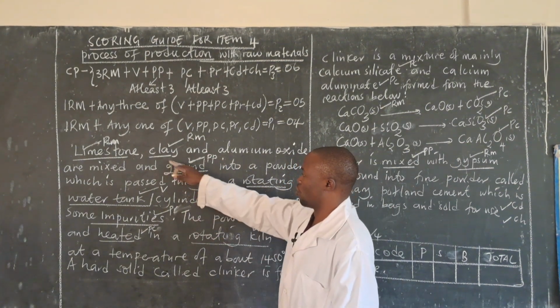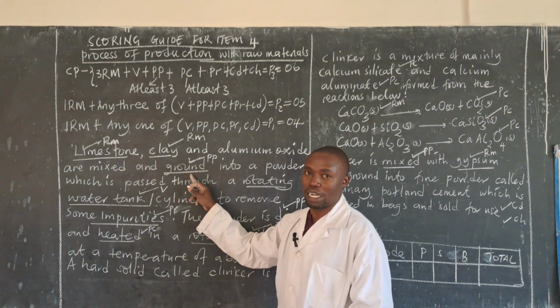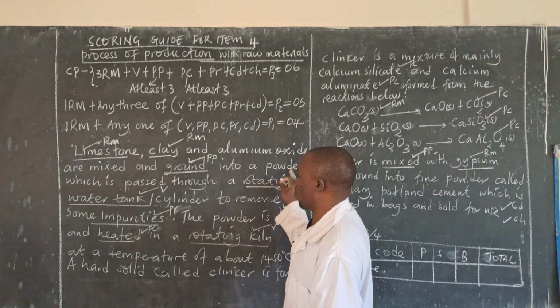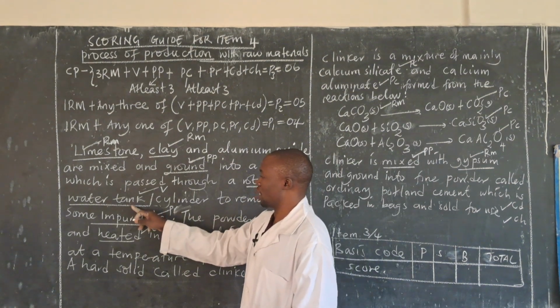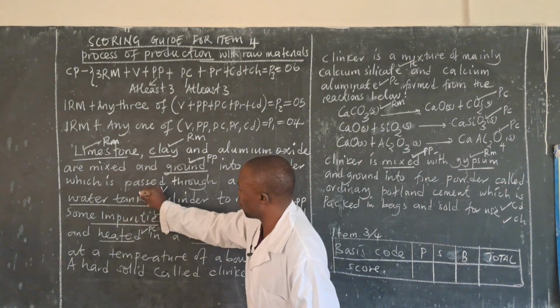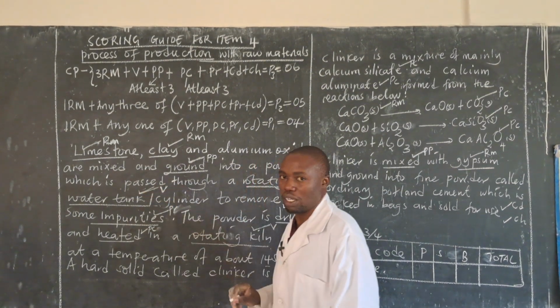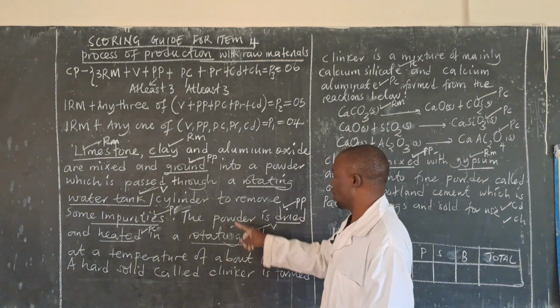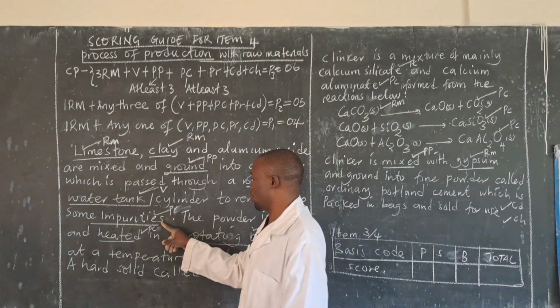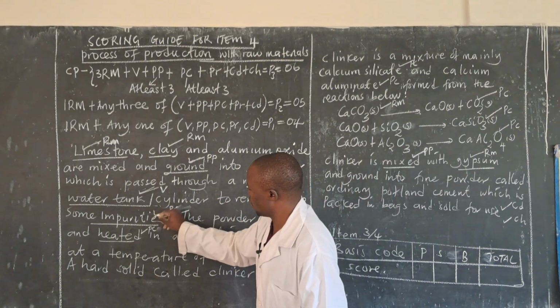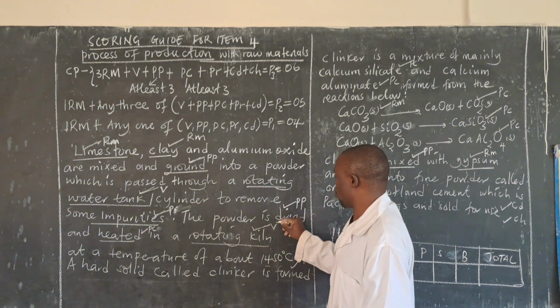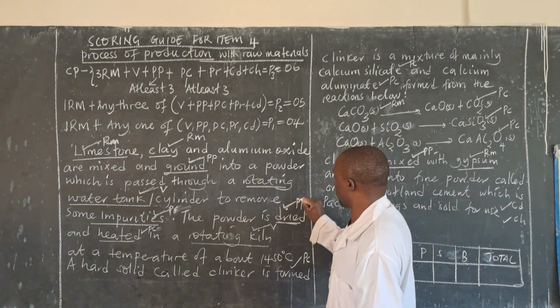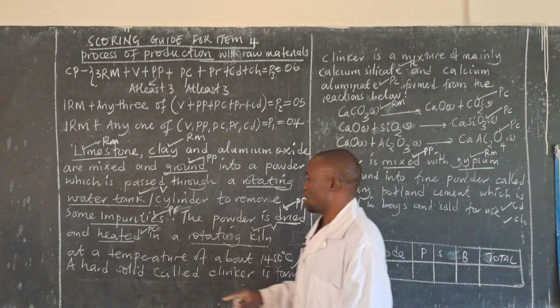Underlining is for emphasis, so you shouldn't underline the learner's work. Into powder, which is passed through a rotating water tank. A tank is a vessel, so put a tick and the code V. To remove some impurities, so this is purification. Tick, put code PR. The powder is dried. Drying is a physical process. Tick, then PP. And heated.